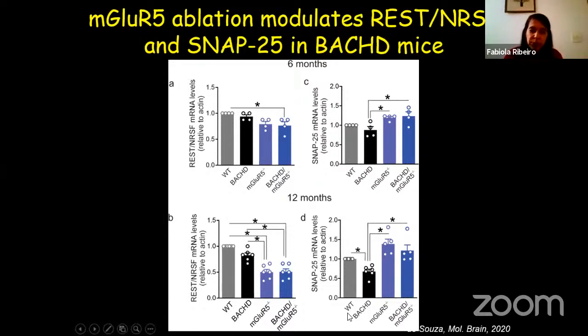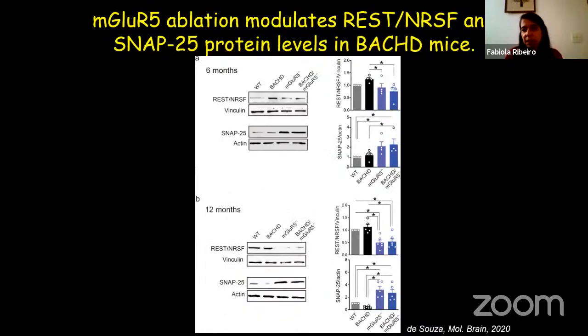In terms of SNAP-25, we observed a decrease in BACHD, and that's expected, as I've mentioned before, since mutant huntingtin is unable to trap REST in the cytosol. But when we knock out mGluR5, we see a striking effect, an increase in SNAP-25 expression. So, showing that in two different mouse models, mGluR5 can modulate REST expression. We also confirmed this data by Western blot, and we found the same results.